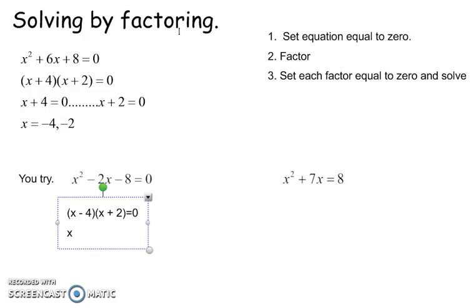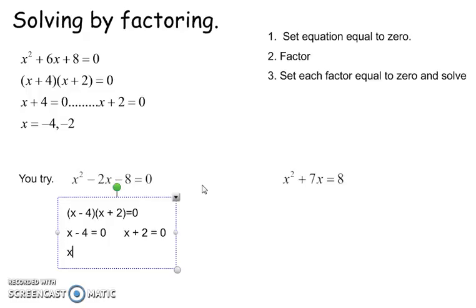Next, we're going to set each factor equal to 0. And then we'll solve. So x is going to be equal to 4 or -2. So if you feel comfortable enough, you can solve the problem to our right on your own. So press pause, try the problem, and press play again when you feel comfortable.